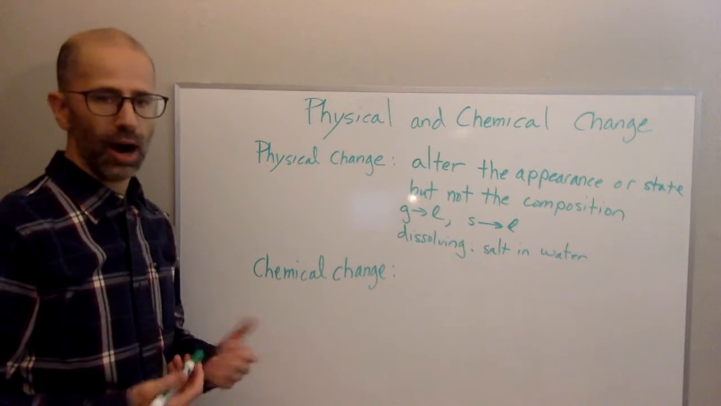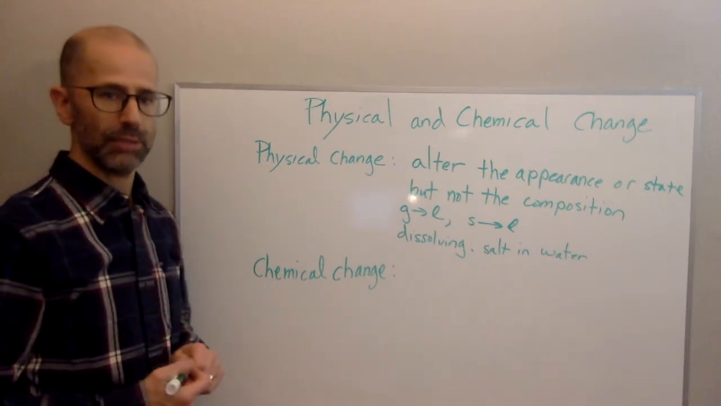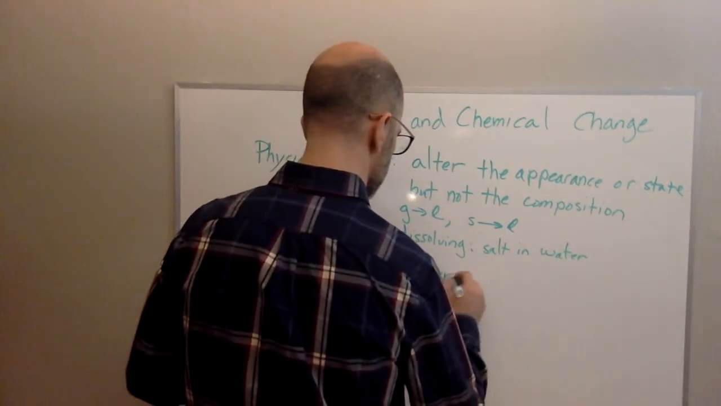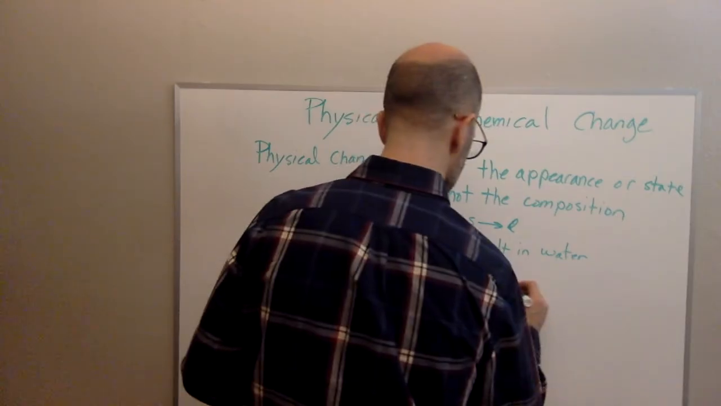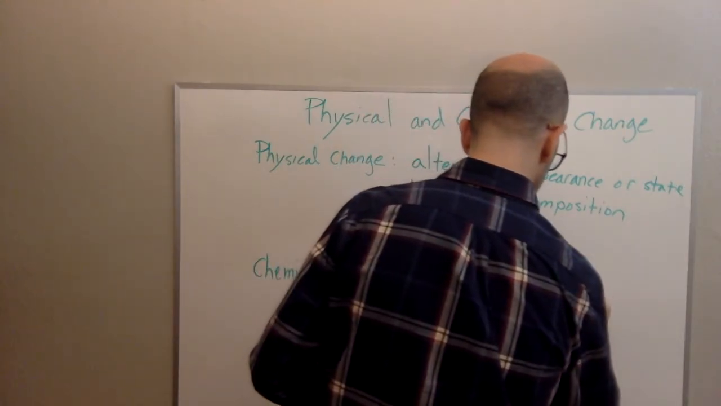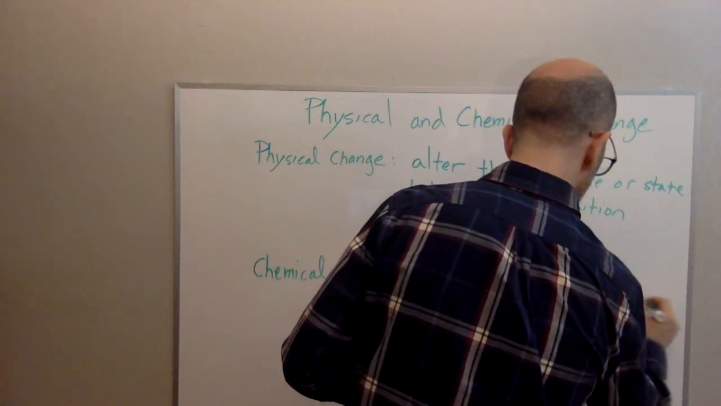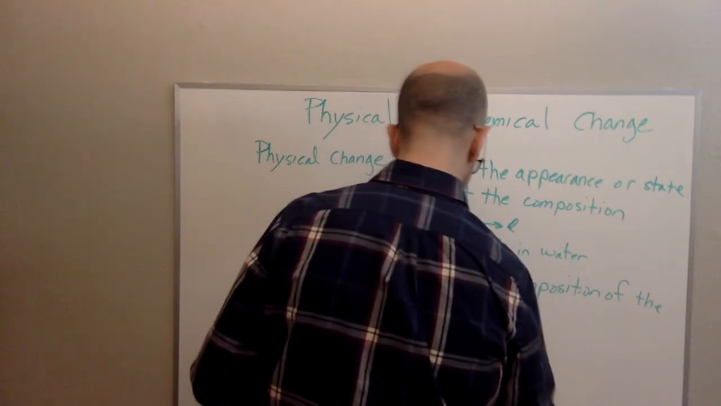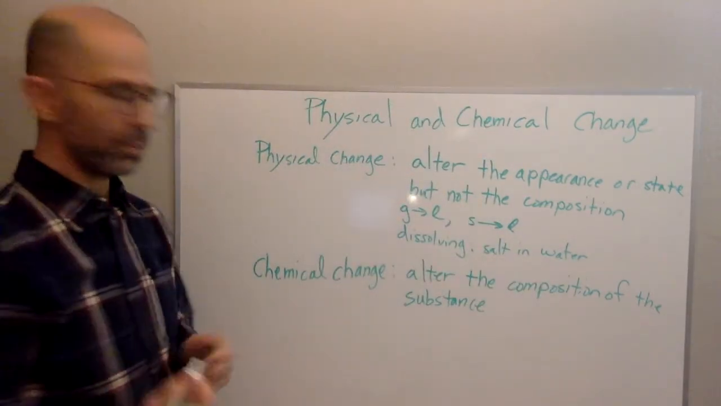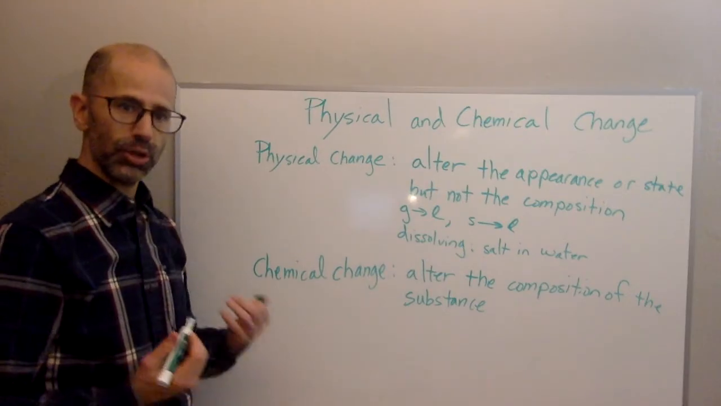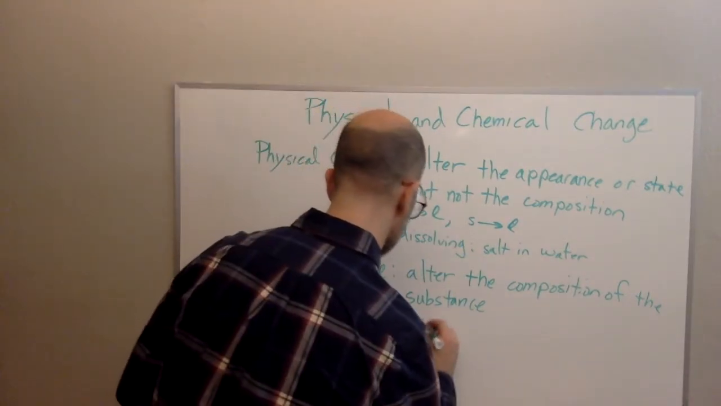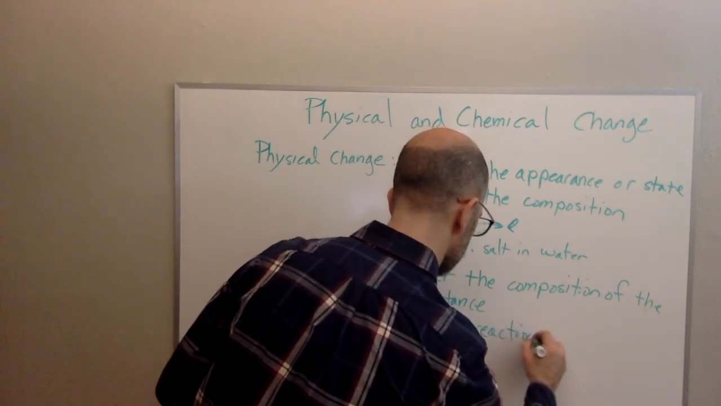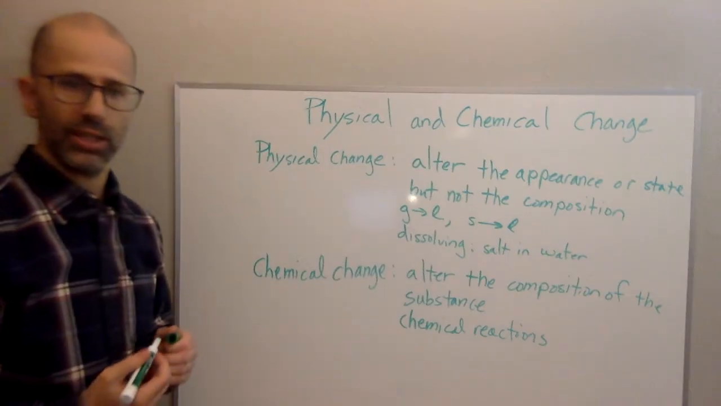Now, chemical changes are changes that actually will change the composition of the substance. So these changes alter the composition of the substance. Okay, so this is going to be anything like a chemical reaction. This is where you get your chemical reactions. So chemical reactions are going to be involved here.